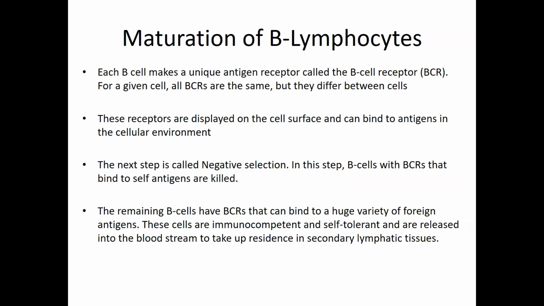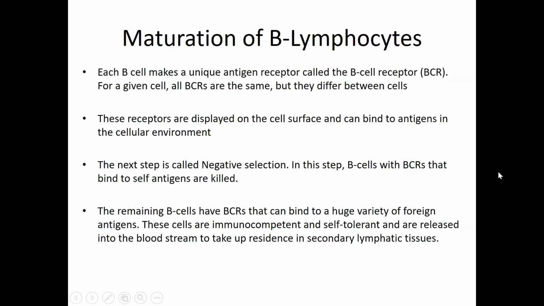Maturation of B cells requires them to make a unique antigen receptor and to display it on their cell surface. Because they're on the cell surface, they can bump into and bind any kind of foreign antigen in their environment. And that's what we want for immune surveillance to happen.